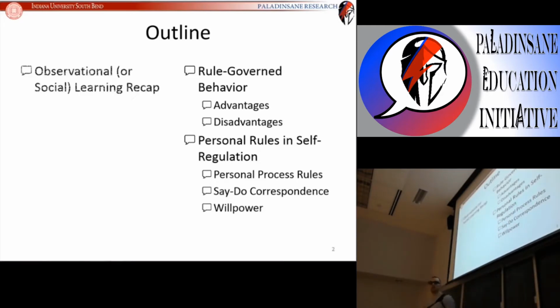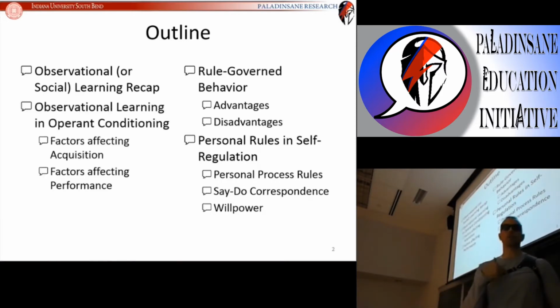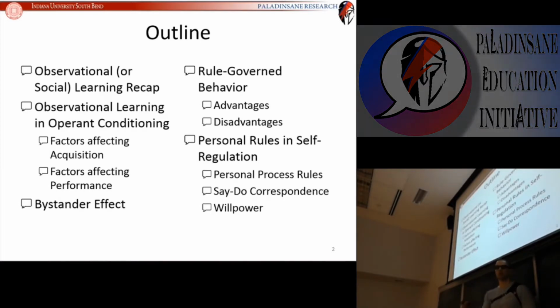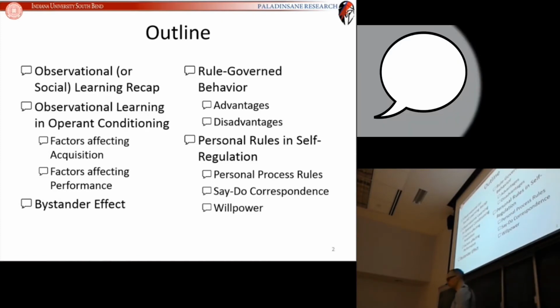But before we get there, we're going to finish up our look at observational learning. So we're going to have a really quick recap. We're going to finish up our look at factors of acquisition and factors of performance. And then we're going to look at an example of that in action, and then the bystander effect, and see if we can explain the mystery of the bystander effect with an appeal to observational learning.